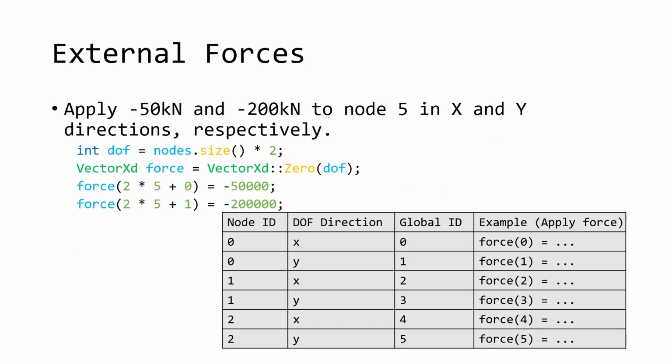In this example, we apply 50 kN and 200 kN to node 5 in the x and y directions respectively. The code calculates the force vector using the global degree of freedom mapping. The table shows how each node's direction maps to the global force vector index.